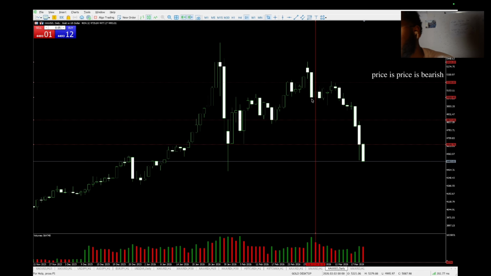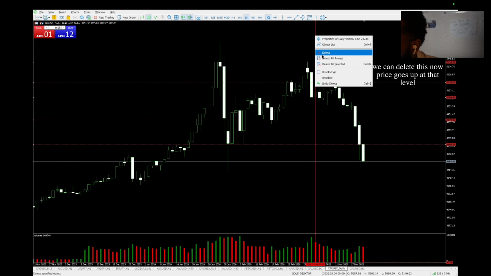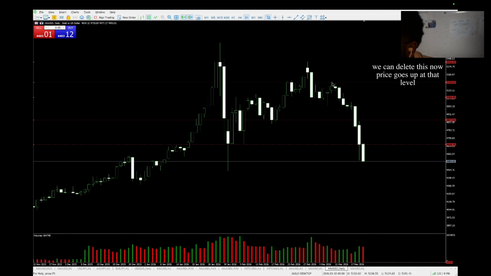I said, okay, price is bearish, and I know it's gonna bounce off this level because it's a previous level where buyers stepped in and pushed price above. So this is exactly what we expect to happen. Price goes up. We can delete this now. Price goes up at that level, right? But why did it stop there? Because this was the previous level where sellers came in and pushed price down. You see what I'm saying?